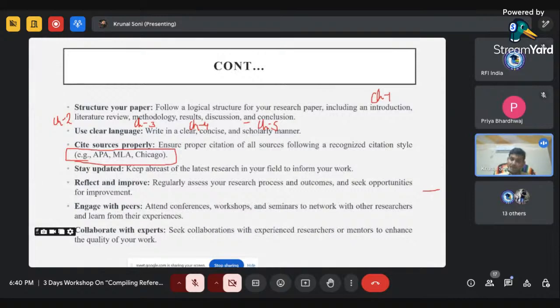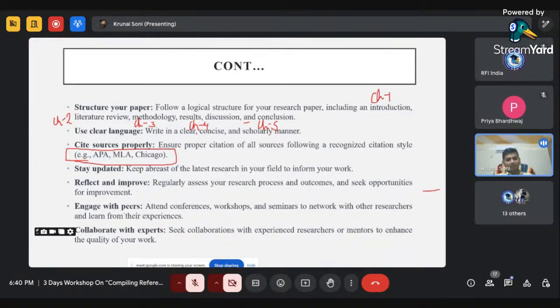You can go for the American Psychological Association style, which is called APA, MLA style, and Chicago style, right? And stay updated. Whenever you are doing research in your area, it is a very key component for every researcher to stay updated on all the modifications that are happening in research, right? So that is where you have to stay updated.